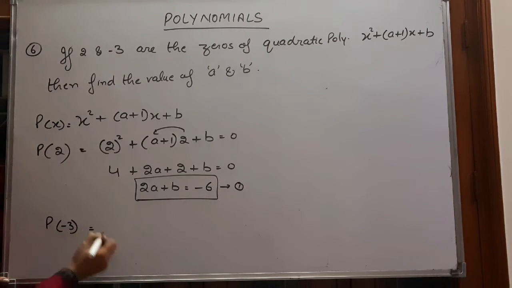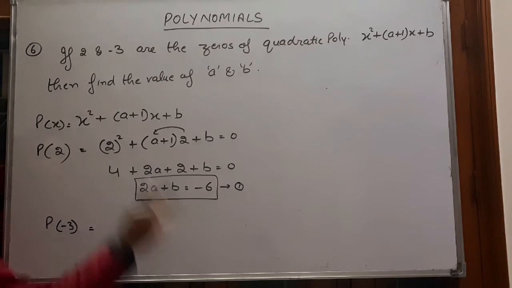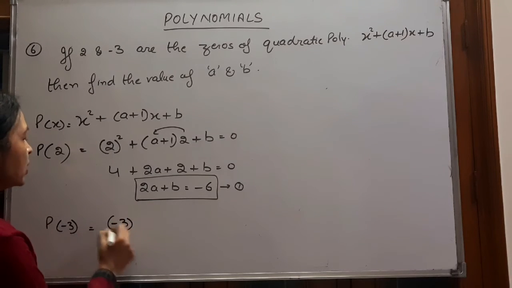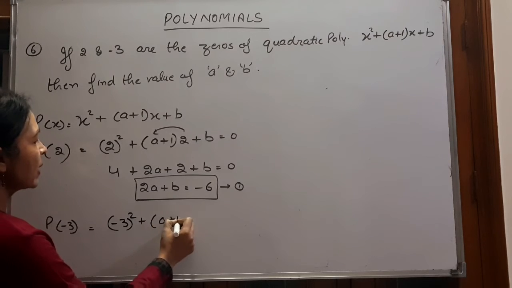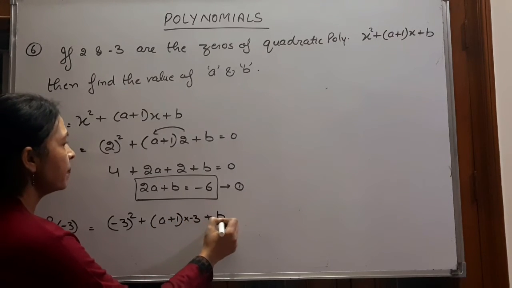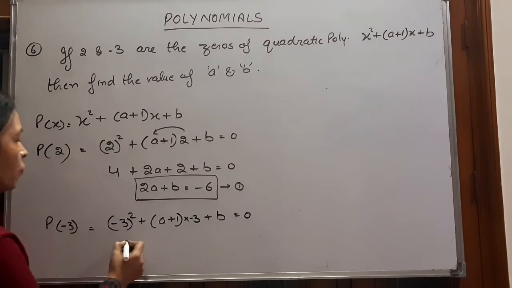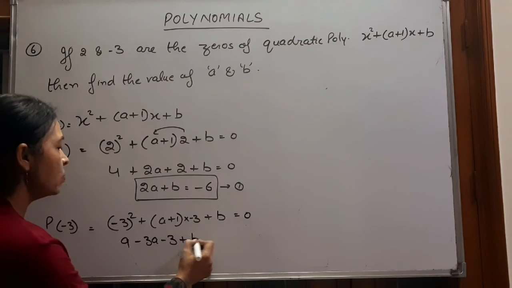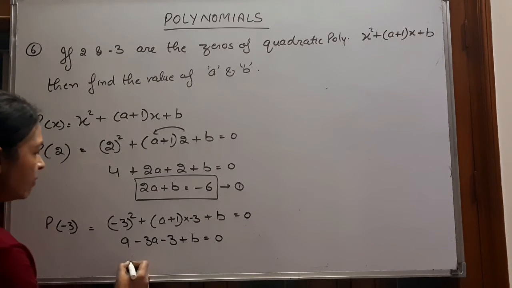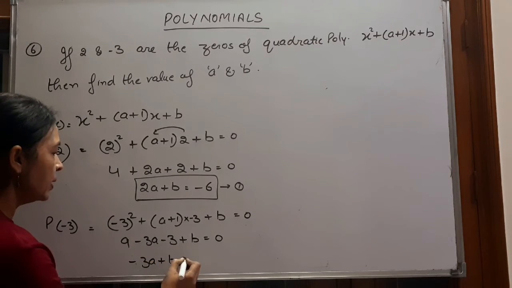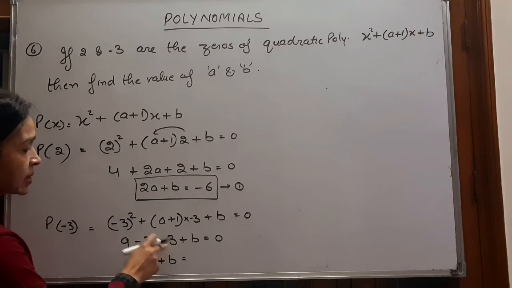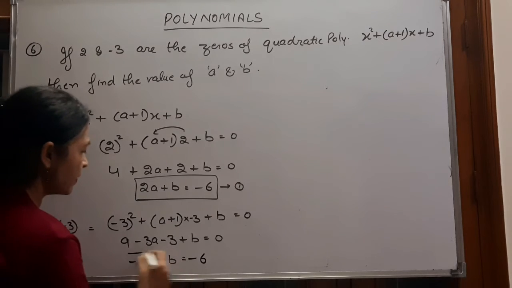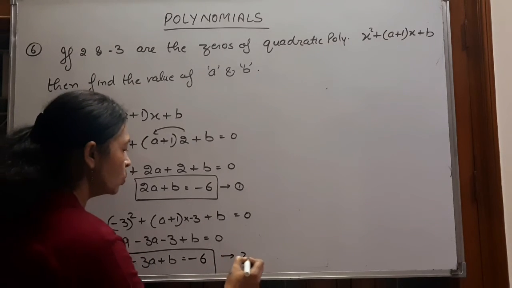Minus 3 is also a zero of this polynomial. It means if we put minus 3 in place of x, again we will get 0. We have minus 3 square plus (a plus 1) into minus 3 plus b. This is equal to 0. We have minus 3 square, 9. Minus 3a minus 3 plus b equals 0. We have minus 3a plus b equals minus 9 plus 3, minus 6. This is our equation 2.